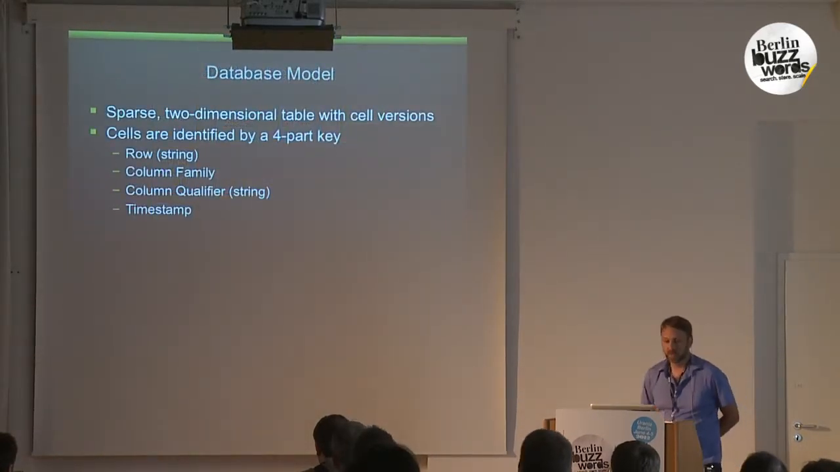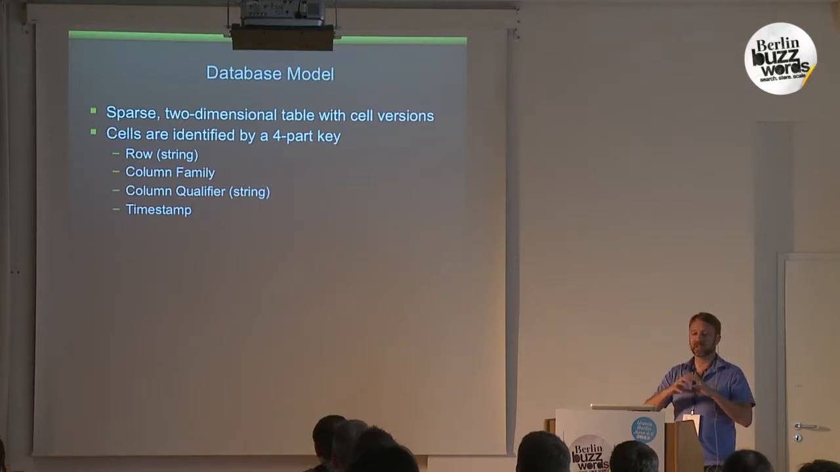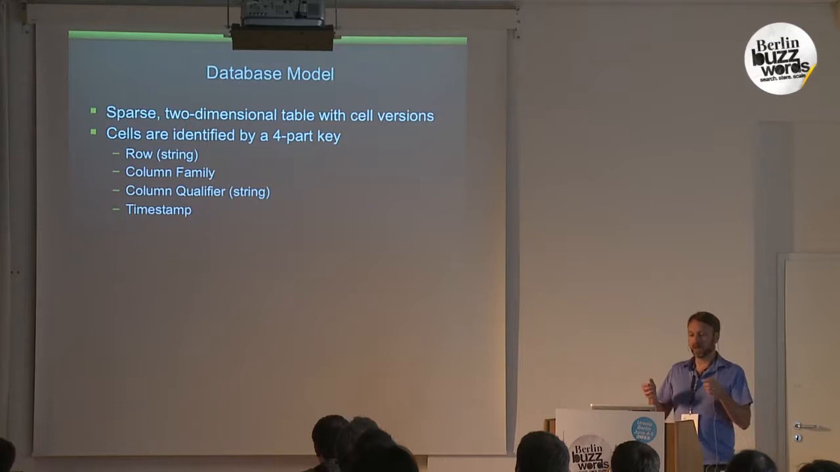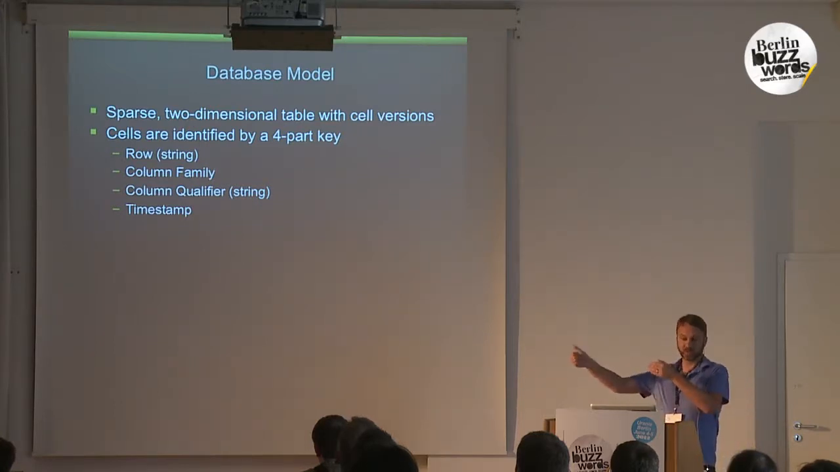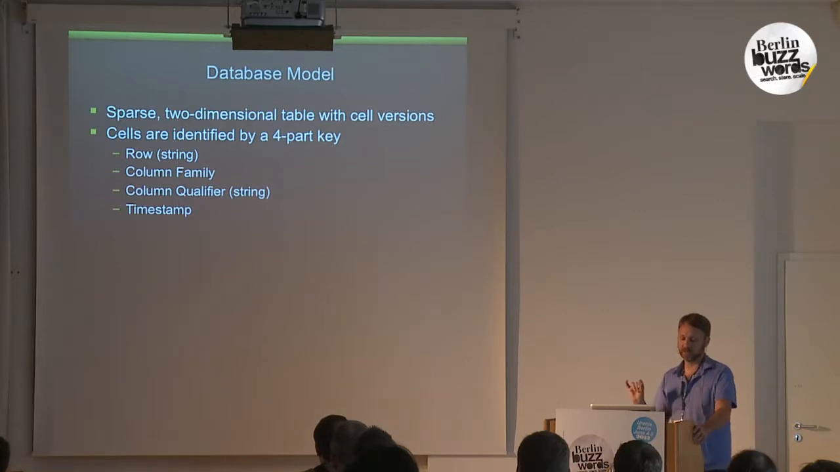Okay, so the database model. Data in Hypertable is represented as two-dimensional tables of information, where each cell can have multiple timestamped revisions. Each cell in the table is identified by a four-part key. There's the row key, the column family, a column qualifier, and a timestamp. And the timestamp is what gives you the multiple timestamped revisions.